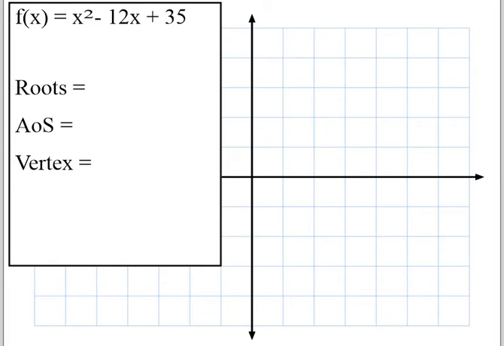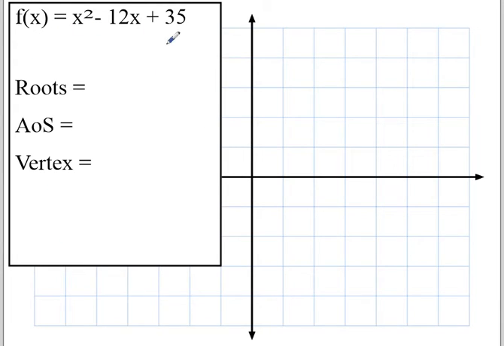So let's look at our first example. The first example is f of x equals x squared minus 12x plus 35. Remember that the f of x is truly just a y. So you can write it as f of x, or you can go ahead and put a y here if you really wish. I'm going to leave an f of x in our problem. You can write a y if you want to.